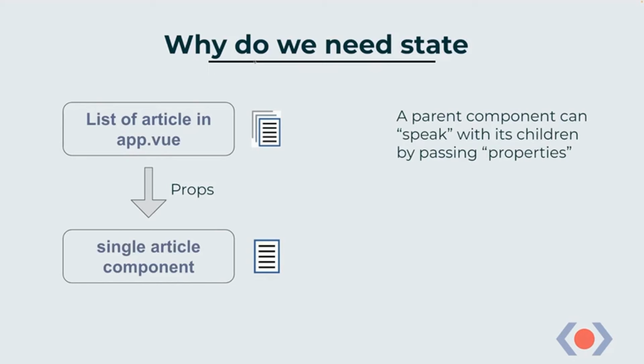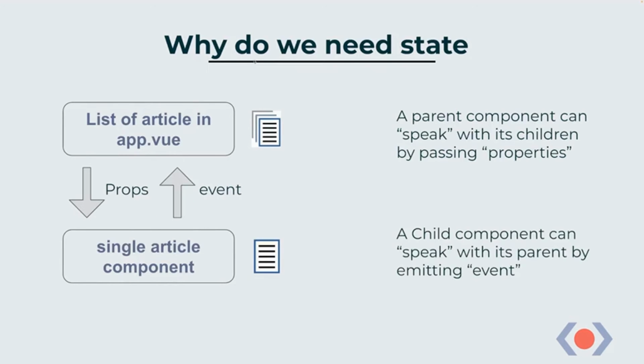So let's say we have our app.vue and we want to pass some information to a child component. As we've seen before in previous modules, you can do this through props. So if a parent wants to speak to its children, it can pass properties down, which are also known as props. Then, if a child wants to pass information to the parent, we can do this by emitting an event, and we briefly talked about this.